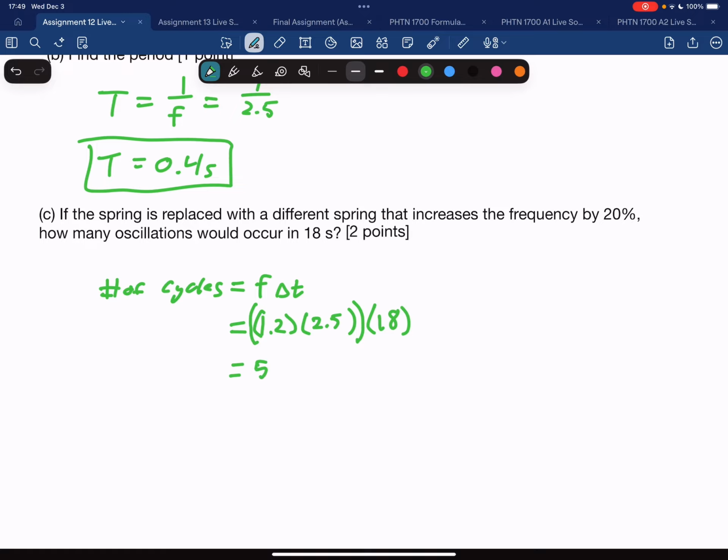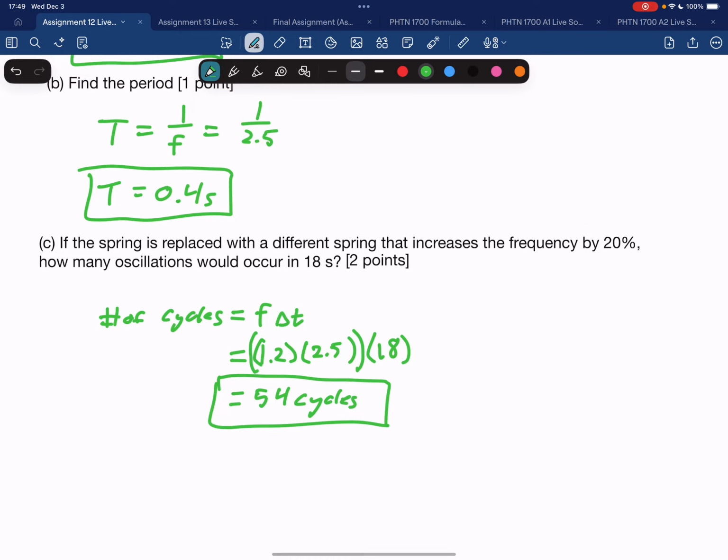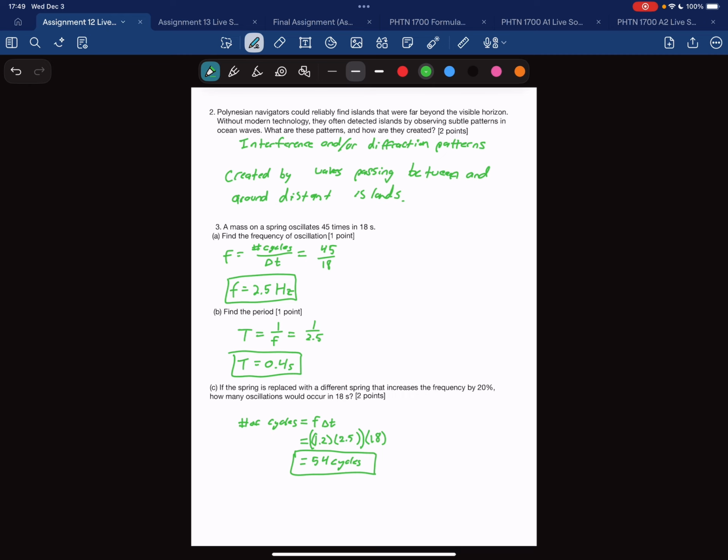My final answer ends up being 54 cycles, once you plug that all in. So that was questions 2 and 3.